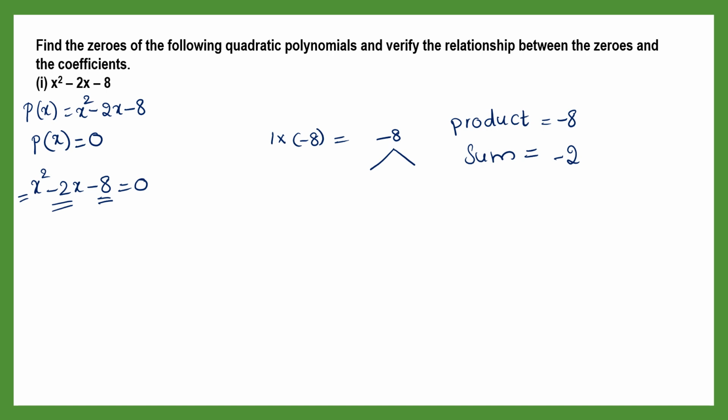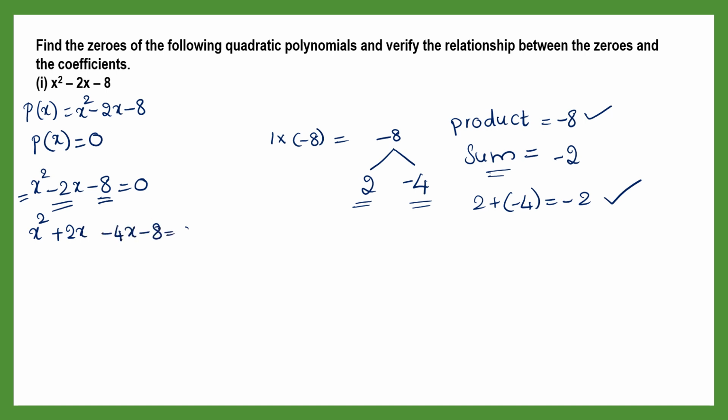Now split minus 8. How can you write it? 2 into minus 4. 2 into minus 4 is minus 8. So the product is verified. Now find the sum. 2 plus minus 4, what do you get? Minus 2. This is also verified. So minus 8 can be split as 2 into minus 4. So x square minus 2x should be written as x square plus 2x minus 4x minus 8, that is equal to 0.